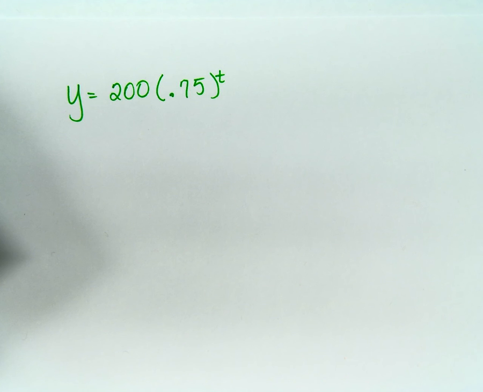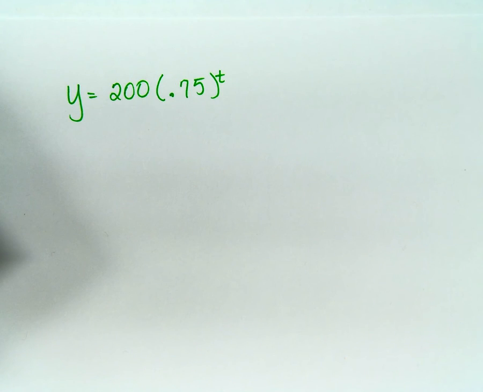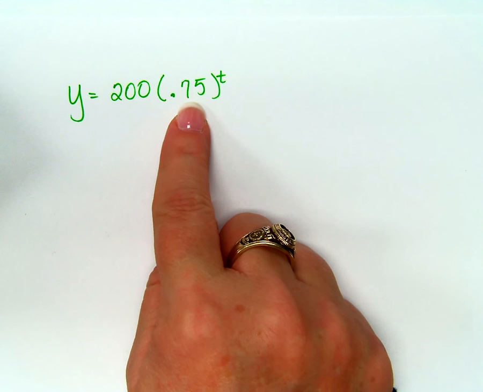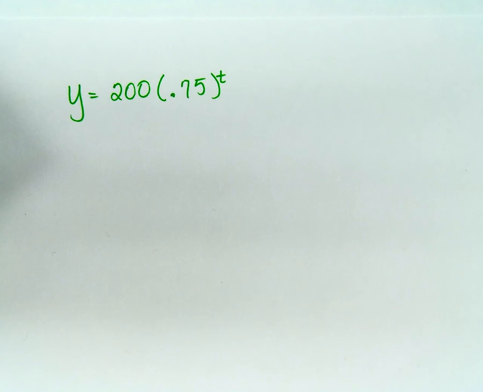The value of a mountain bike can be approximated by this model, where t is the number of years since the bike was new. Well, if you know that t is the number of years since the bike was new, and you can see the equation that it's given to you, tell me, is this mountain bike gaining value or losing value? Losing. Okay, give me at least two reasons why you know that. Okay, so the common ratio is less than 1, right?